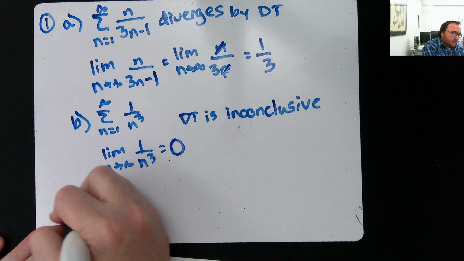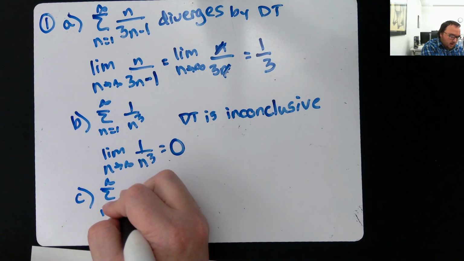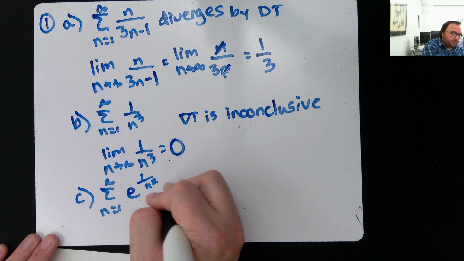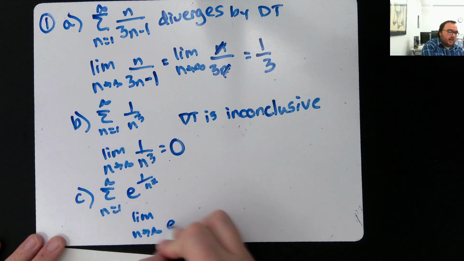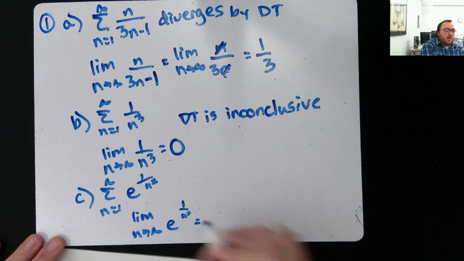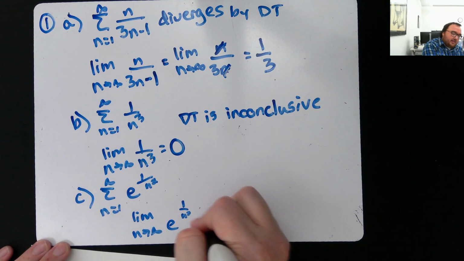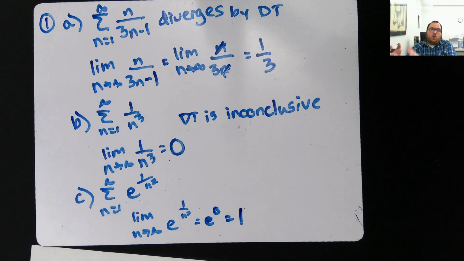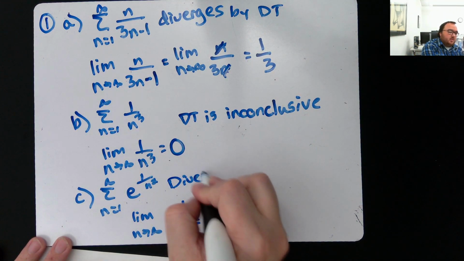And then example c is the sum from n equals 1 to infinity of e to the power of 1 over n squared. So again, we're going to take the limit of e to the power 1 over n squared. As n gets really big, the exponent gets really small, so that's e to the 0, which is 1. Which again means it's like I'm doing plus 1, plus 1, plus 1, plus 1, plus 1. So this diverges.